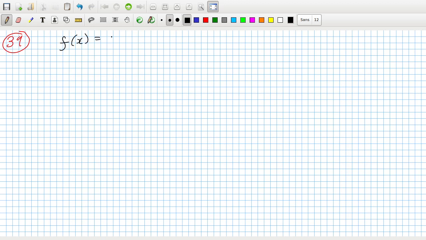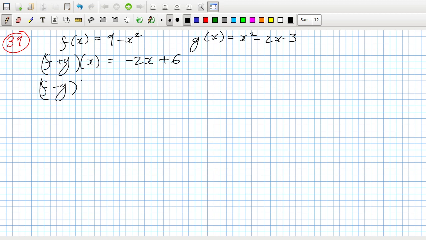Fx equals 9 minus x squared. You can factorize that too. And gx equals x squared minus 2x minus 3. So f plus g of x would equal, well, the x squareds would cancel. So it'll be minus 2x minus 3 plus 9. So that's plus 6. F minus g of x, minus x squared minus x squared is minus 2x squared minus 2x, 9 minus minus 3, that's 12.